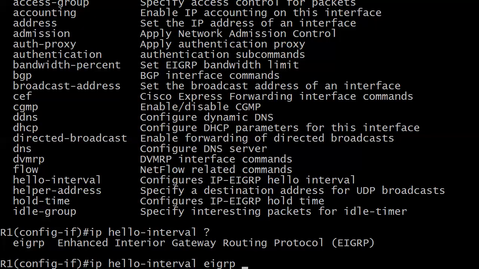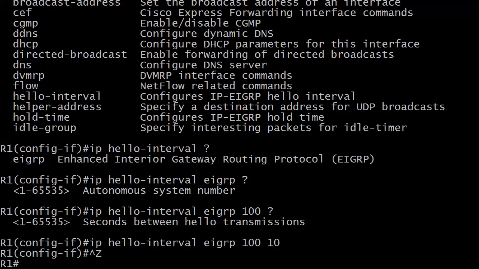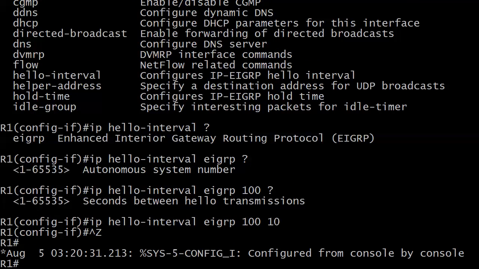And then you have to mention EIGRP, and then you have to mention the AS number, and then you have to mention the number of seconds at the very end of the command. So for multiple choice questions and whatnot, it's probably a pretty good idea to know what both of those numbers are at the end of the command. And again, the first one is the AS number. The second one is actually the number of seconds between hello transmissions.